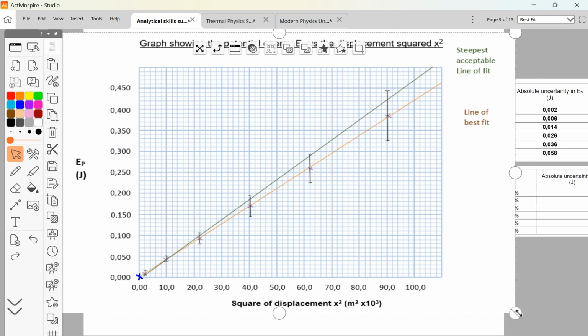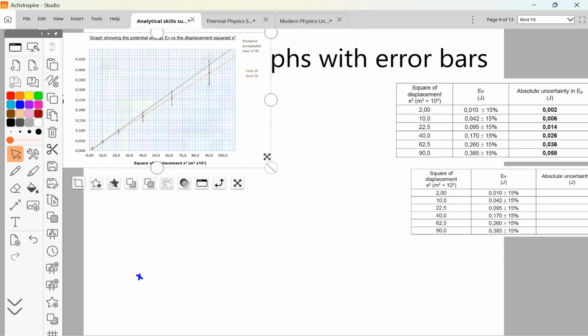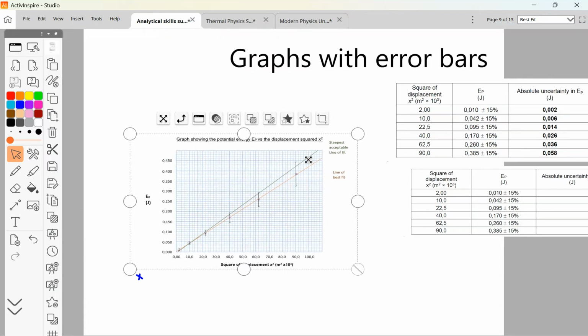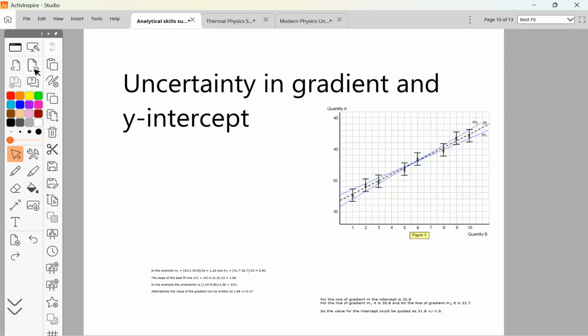Alright, so that is the error bars. Make sure you draw them accurately. Make sure you don't make those sidebars long. Then when you need to go and get the gradient, I'll get back to that one just now.